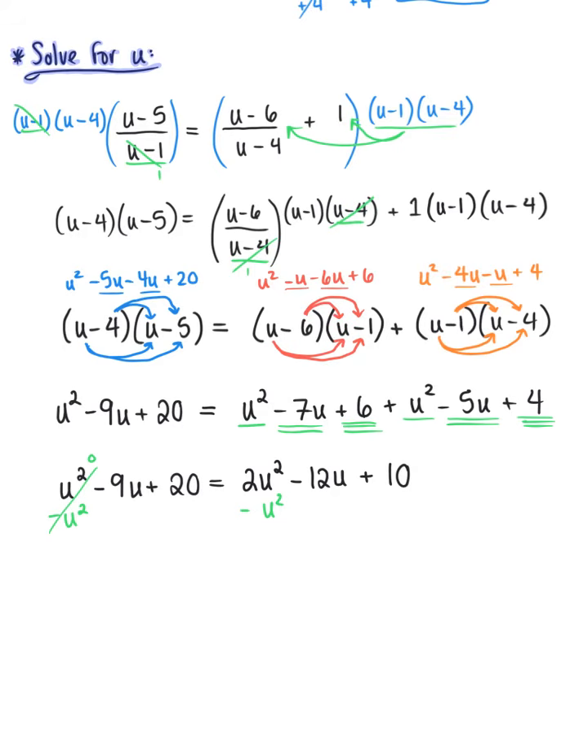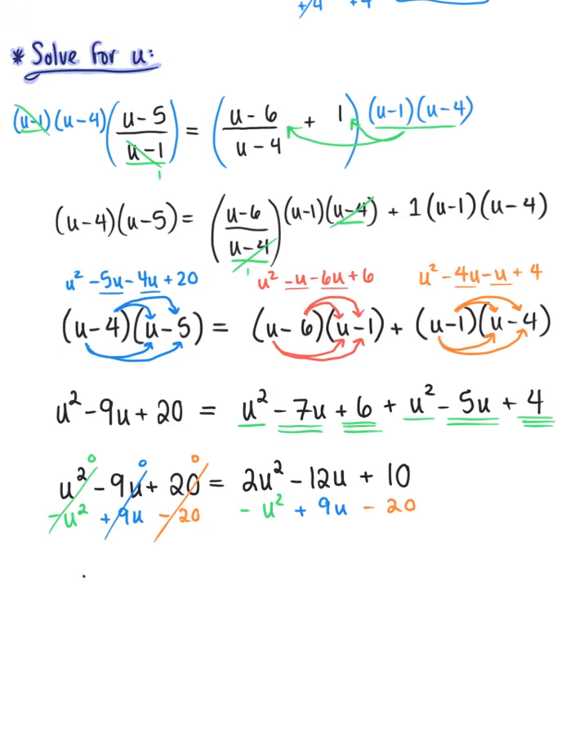We add 9u to both sides of this expression. And a minus 9u plus 9u cancels itself out to 0. And last but not least, I'm going to subtract 20 from both sides of this expression. And we have 20 minus 20 cancels itself out to 0.